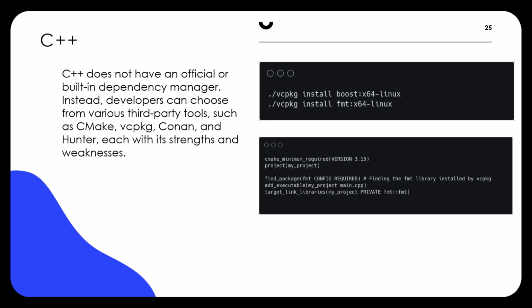C++ doesn't have a single dependency manager. Instead, there are third-party tools like CMake, vcpkg, and Conan. This offers flexibility but means developers have to choose and integrate their tools manually. It provides options but can also feel fragmented compared to Rust's all-in-one solution.